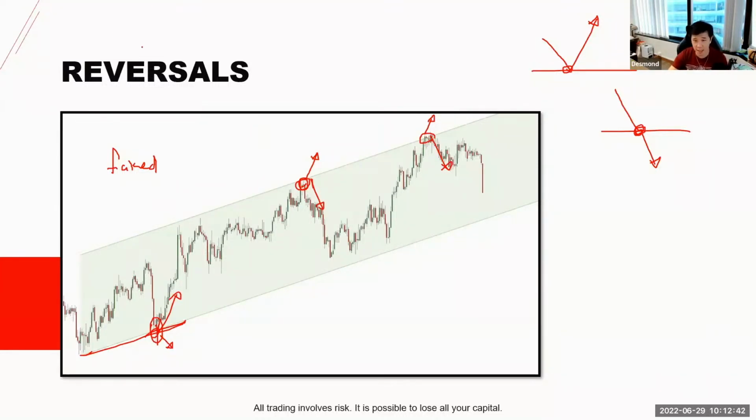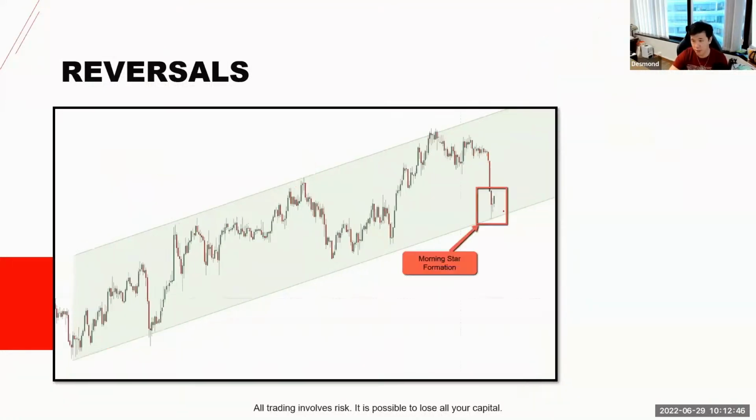Now, let's look at this example, a reversal. We can see price dropping lower, and it has now touched the channel. It has touched the channel and it has formed a morning star formation. The morning star formation is like this.